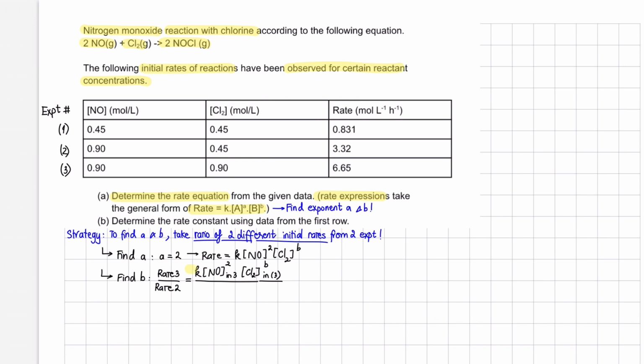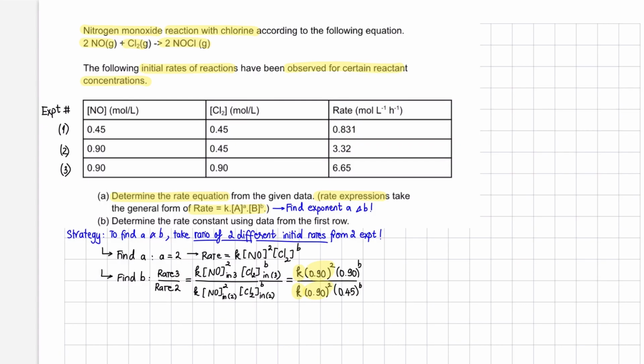Expanding rate 3, we have K times concentration of NO in experiment 3 to the power of 2 times concentration of Cl2 in experiment 3 to the power of b. Expanding rate 2, we have K times concentration of NO in experiment 2 to the power of 2 times concentration of Cl2 in experiment 2 to the power of b. Next, let's substitute in the numbers. We have K times 0.90 to the power of 2 times 0.90 to the power of b. On the bottom, we have K times 0.90 to the power of 2 times 0.45 to the power of b.